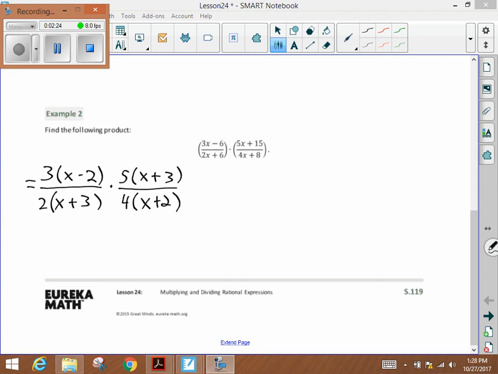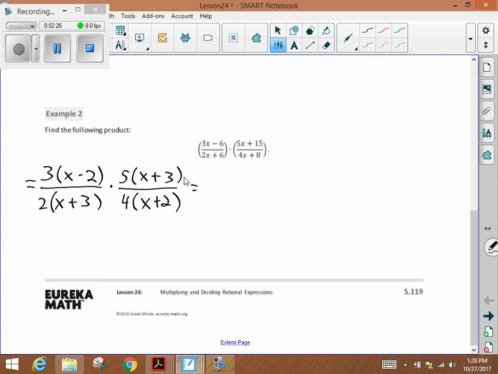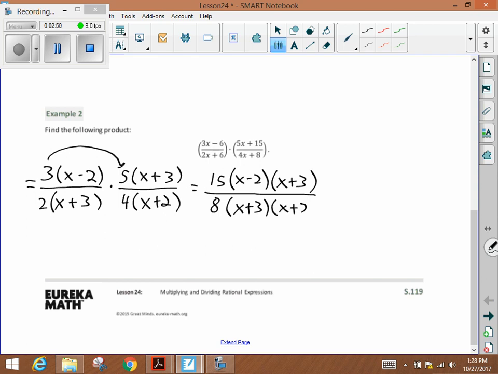All right, so now I'll go ahead and actually multiply them together. I am going to multiply my 3 times my 5. That's going to give me 15. And I'm going to leave my x minus 2, x plus 3 up here as just the product of two binomials. In the bottom, in my denominator, I'm going to do the same. I'm going to multiply 4 times 2. And then I'll have my x plus 3 times x plus 2.